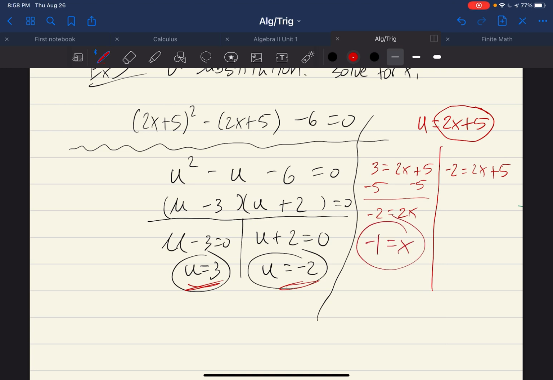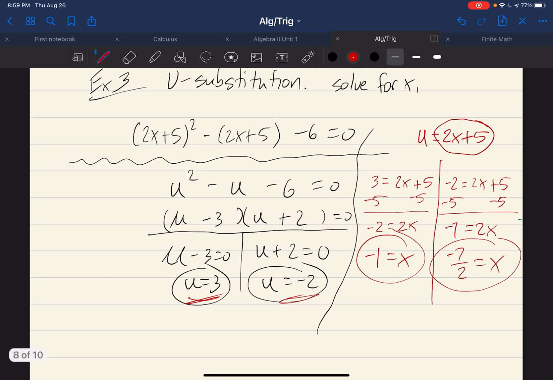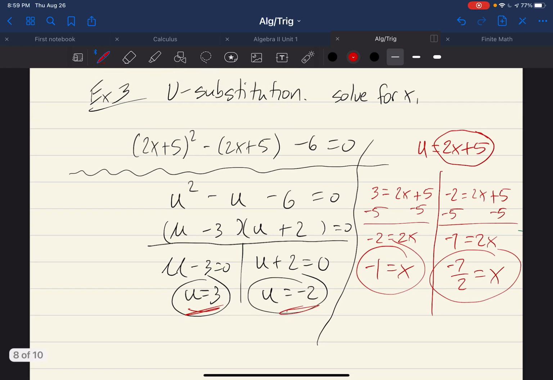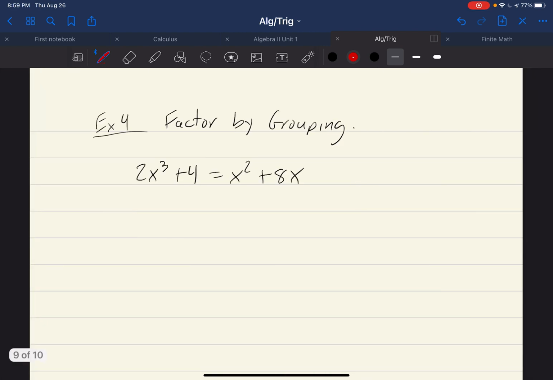So that's one solution for x. Then we're going to subtract the 5 over again, same steps, and we get negative 7 is equal to 2x. Divide the 2 over, negative 7 halves is equal to x. So negative 7 halves or negative 3.5 and negative 1 are the two solutions that make this equation jive. But see, by getting rid of the 2x plus 5 and calling it u, we made a much easier equation to deal with.